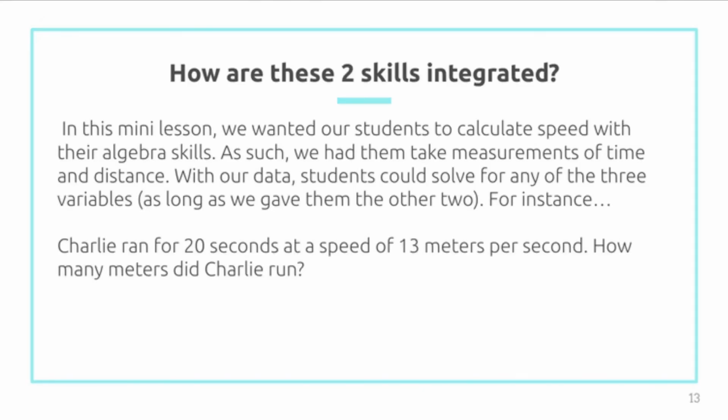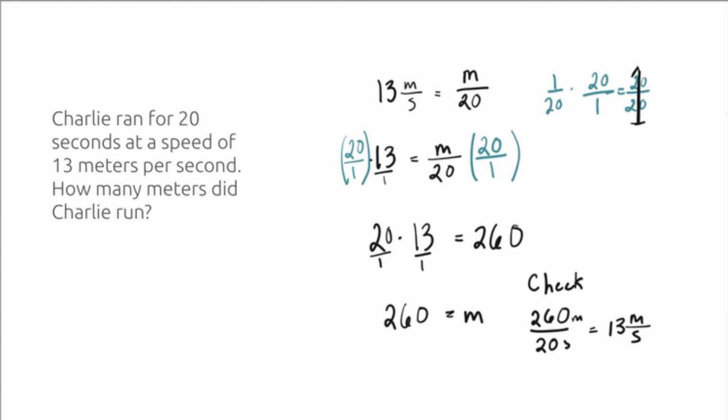All right, with this understanding of speed and how it is a proportion, let's look at a practice problem that you could have. So let's say Charlie ran for 20 seconds at a speed of 13 meters per second. How many meters did Charlie run? Well, we're going to go to the next slide and look at this problem in depth. So here we have our rate, which is 13 meters per second, and it's equal to meters divided by time. And we filled in time, all right? So he took 20 seconds to produce a rate of that much.